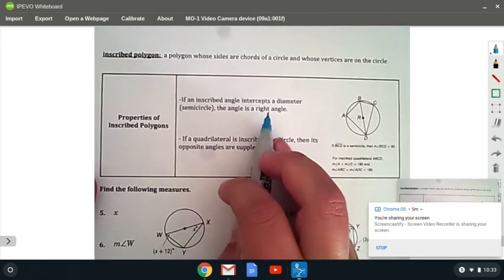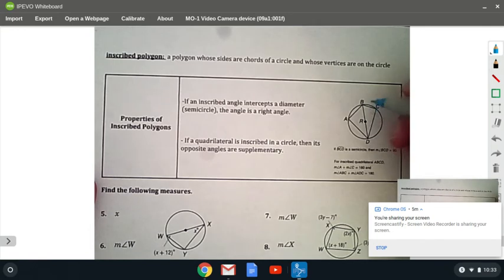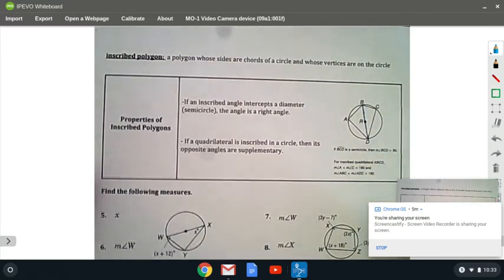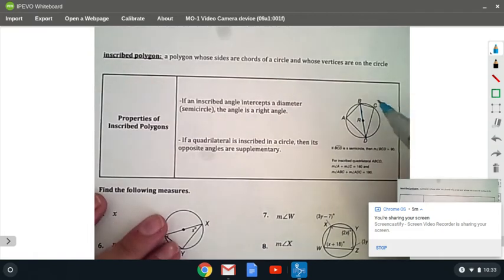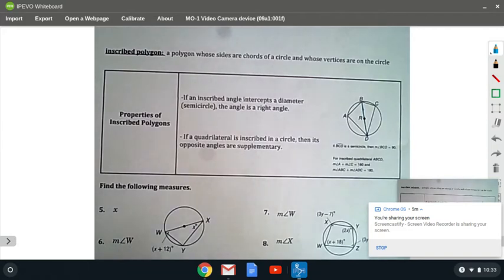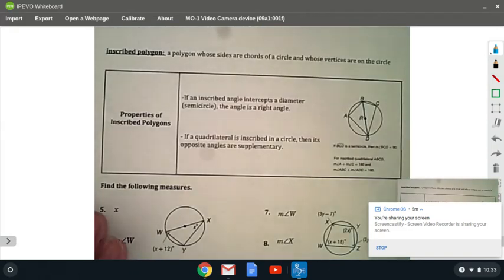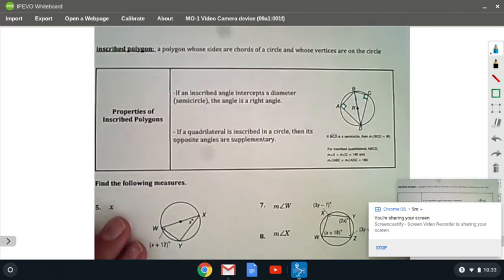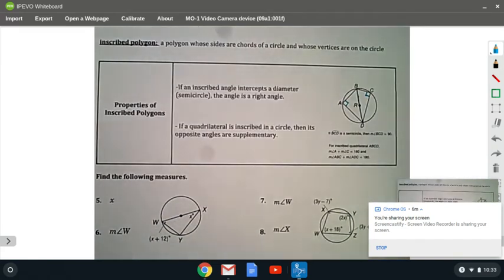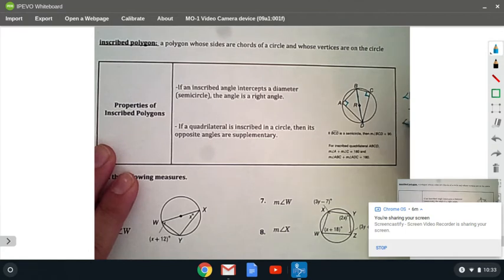So if an inscribed angle intercepts a diameter, a semicircle, so a diameter in this picture would be BD. So BD is a diameter, it's a semicircle, and this diamond shape here is intersecting it. What this tells us is that these are right angles. A and C are right angles. It also tells us that angle B plus angle D should equal 180. We also know that angle C plus angle A should equal 180 because they're both 90.